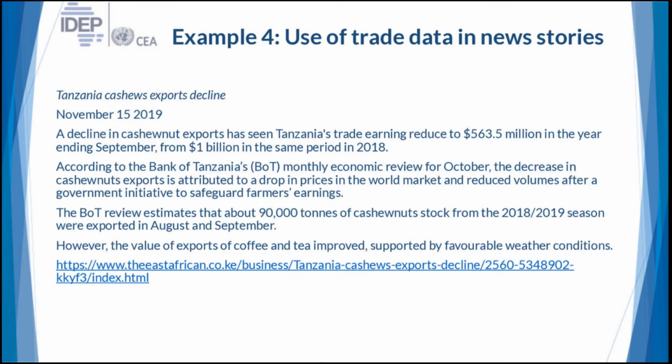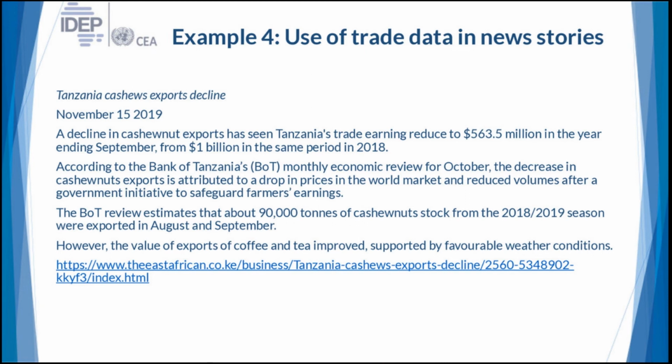I've also included a story from Tanzania that looks at Tanzania's production of cashew nuts and how the story then is used to represent trade data. And it talks about that there is a decline in exports of cashew nuts from Tanzania, and it shows the scale from 563 million for the period of January to September 2019, compared to $1 billion for the same period in 2018. The source is the Bank of Tanzania, that is the Central Bank of Tanzania.